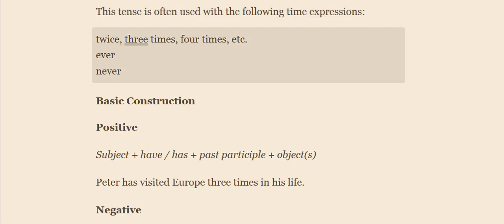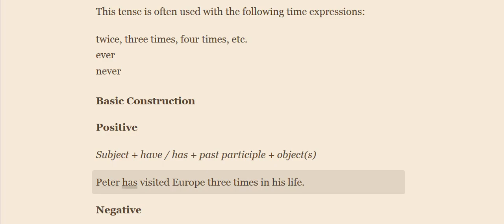Twice, three times, four times, etc. Ever, never. Basic construction. Positive: subject plus have/has plus past participle plus object(s). Peter has visited Europe three times in his life. Negative.